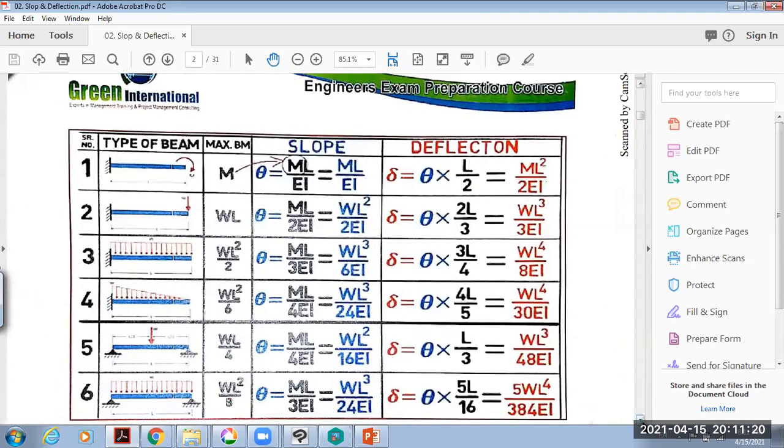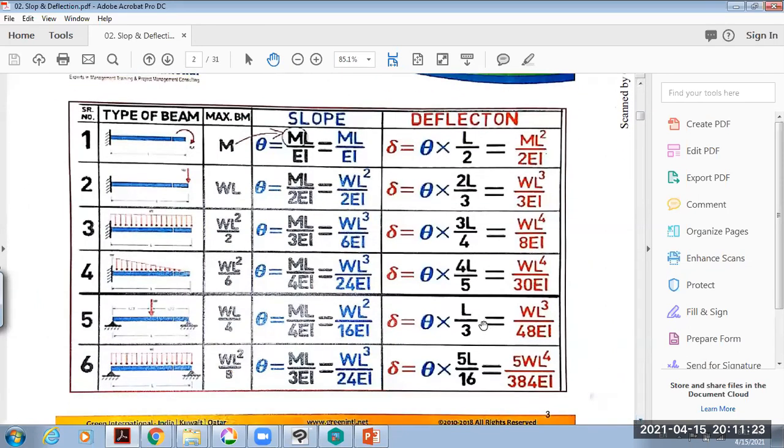This is a very important slide, but don't memorize it. You don't need to memorize it, but you have to understand the concept here. Let us see the first case. The first case is a cantilever beam subjected to a moment at the free end. The reaction to this moment is the same M. Your maximum bending moment is M, correct?